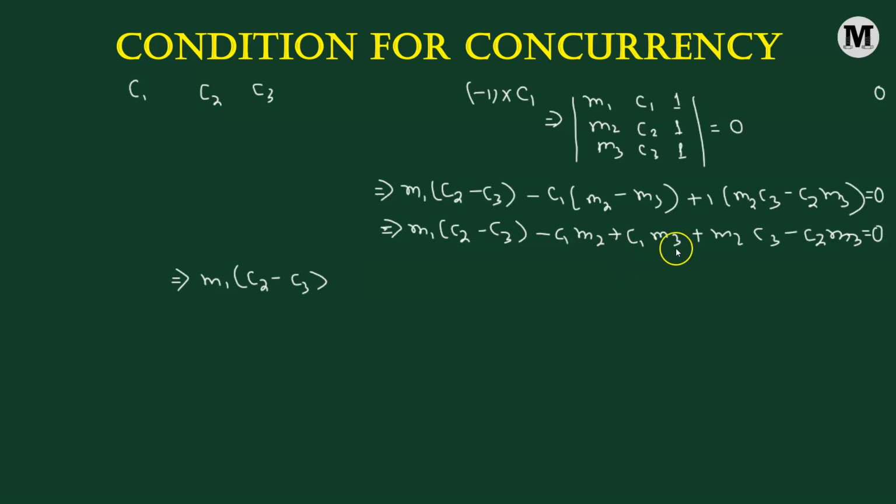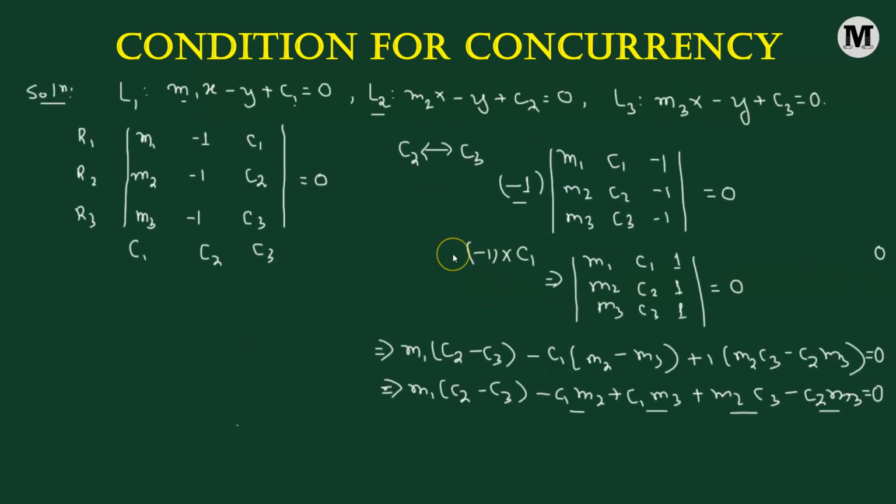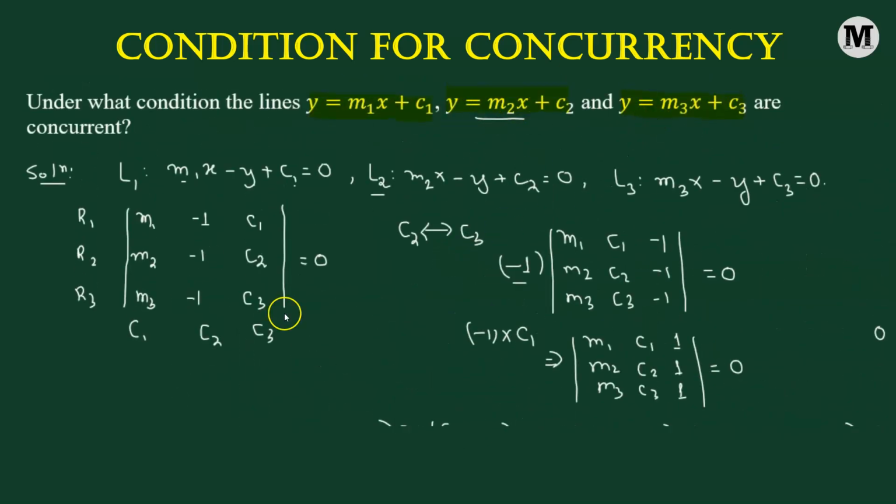Next, we're going to take the terms containing m2. This is the term, then this is the other term that contains m2. So we're going to take plus m2 as the common factor. So we are going to get m2 multiplied to c3 minus c1. And then we have positive m3. So we're going to take these two terms and take m3 as the common element. So we have m3 multiplied to c1 minus c2. That's going to be equal to 0, and this is the required condition which is going to make the three lines whose equations were given to us concurrent.